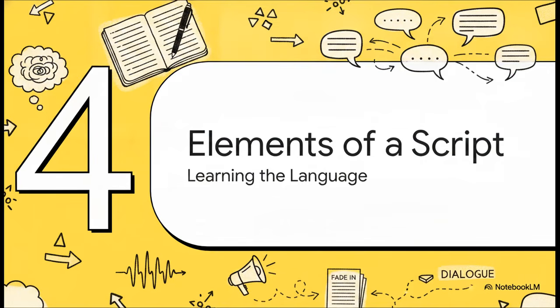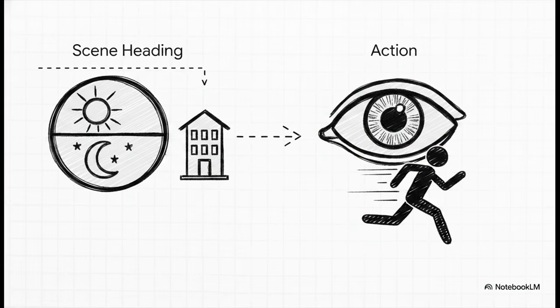Let's move to Section 4, Elements of a Script. Now we're moving from conceptualization into actual drafting, which means we need to learn the specific language of a screenplay. First up is your scene heading, often called a slugline. This anchors the reader in time and space. It tells us if we're inside or outside using INT or EXT, the specific location and the lighting condition, like day or night. Beneath that, we have the action lines.